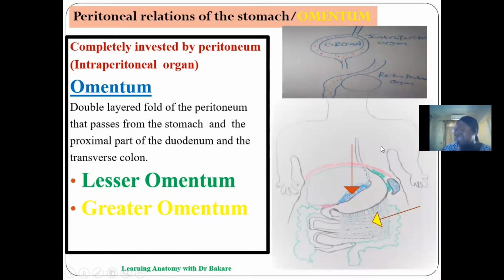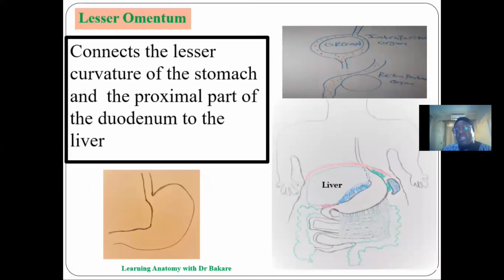Let's dive into the lesser and the greater omentum to see the interesting things that they present. The lesser omentum, we said, is related to the lesser curvature. So it connects the lesser curvature of the stomach to the liver. When we talked about the relations of the stomach, one of the organs we highlighted was the liver. We said the liver is one of the anterior relations of the stomach, and it is close to the stomach. We have the double layer of peritoneum connecting the lesser curvature of the stomach to the liver, also connecting the upper part of the duodenum to the liver. So that is how we see the lesser omentum.